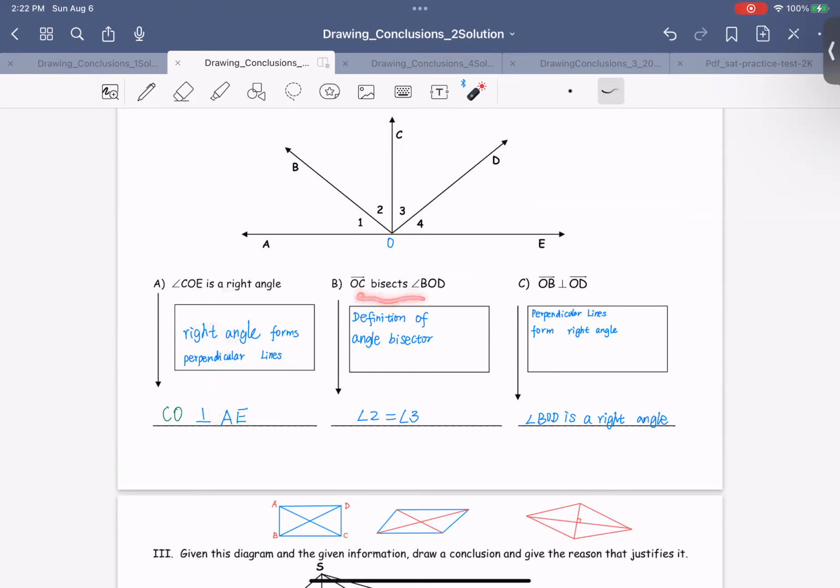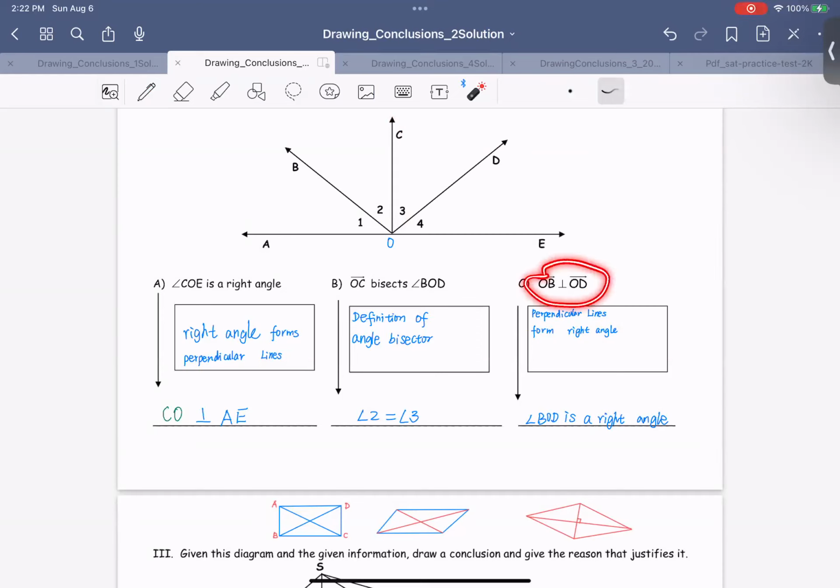Next one here, you see this OC bisects BOD. So with this training, when you see this kind of graph during a proof question, if I tell you this bisects this angle, you will immediately say, oh, this angle 2 is congruent to angle 3, okay? And you will write down, because definition of angle bisector.